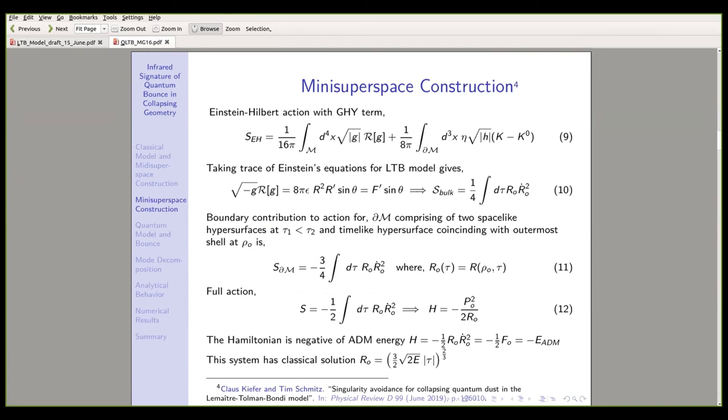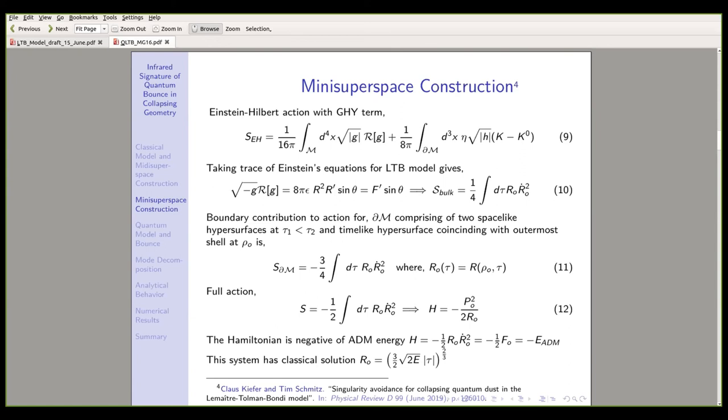So the mini superspace construction for this model was proposed by Kiefer, using the fact that for the marginally bound model, different dust shells do not dynamically influence each other, which implies they are decoupled and we can consider their dynamics separately. Therefore, we are interested in writing the on-shell action for this model, which dictates the dynamics of the boundary, that is the outermost dust shell. They started with the Einstein-Hilbert action with the Gibbs-Hawking-York term. Here, capital K naught is the extrinsic curvature of the hypersurface when it is embedded in flat space-time. This term is added to regularize the action.